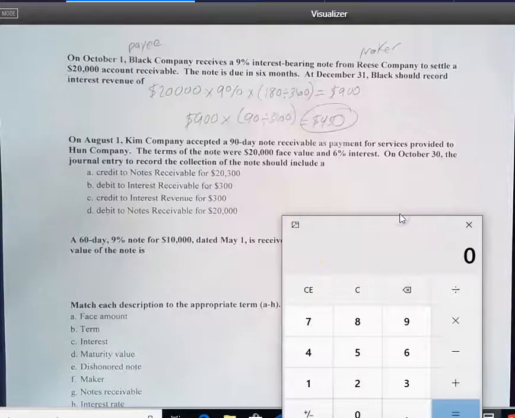Let's look at the next question here. It says, on August 1st, Chem Company accepted a 90-day note receivable as payment for services provided to Hun Company. Terms of the note were $20,000 face value and 6% interest. On October the 30th, the journal entry to record the collection of the note should include what?